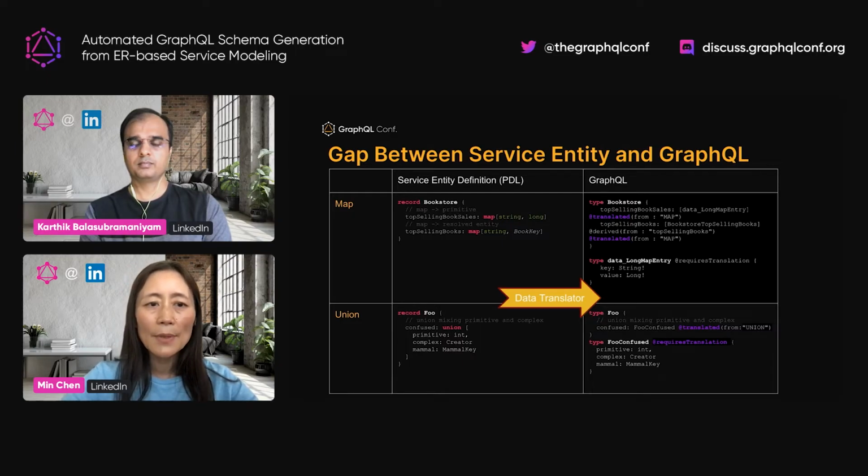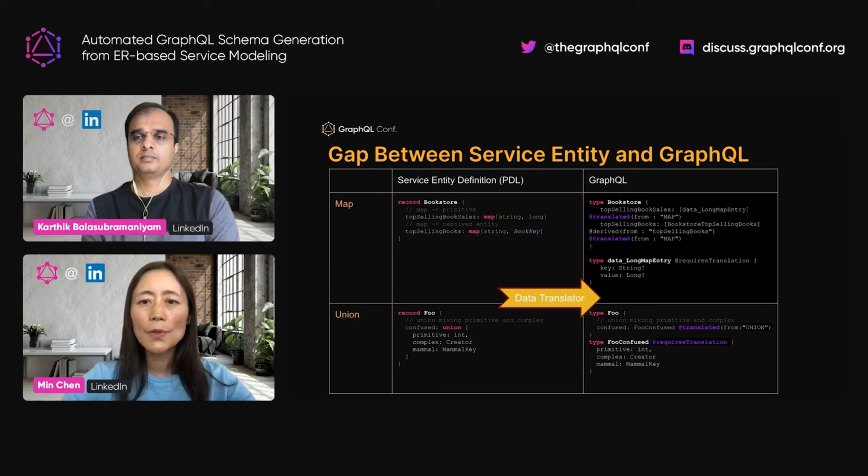One is called a map. For example, as we showed here in the bookstore, you can have a field for the top selling books, which is a map from the book name to the book key. And in the GraphQL type system, there's no map data type. So to handle this gap, we convert a PDL map to a list of GraphQL object types.